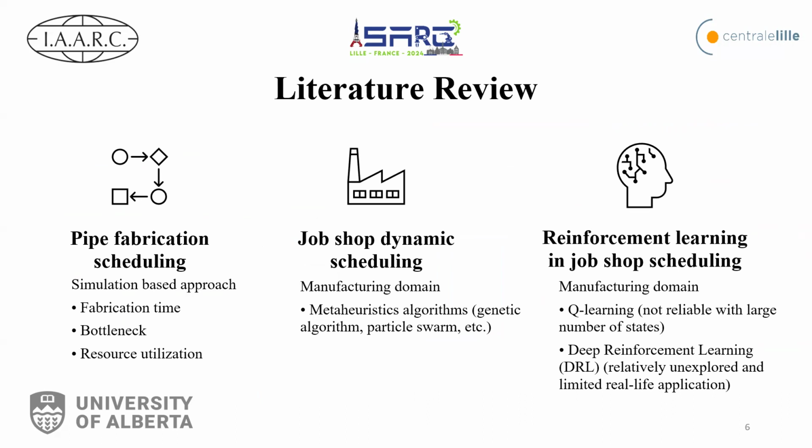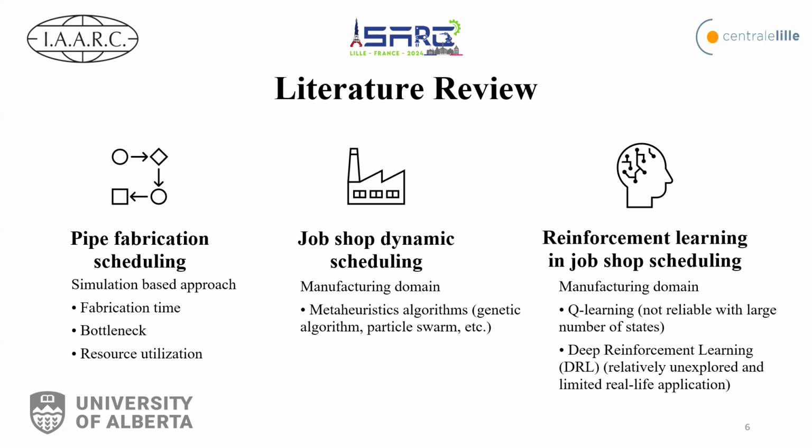So we checked the previous efforts to understand the current status. There are some studies which use simulation approaches to simulate the fabrication process. These studies helped in understanding the process by studying the fabrication time, identifying bottlenecks, and measuring resource utilization, but they did not address the scheduling process. Another set of studies in job shop scheduling used meta-heuristics such as genetic algorithms, but they were not applied on large scale and real-world scenarios. And they also have some limitations when it comes to a dynamic and changing environment.